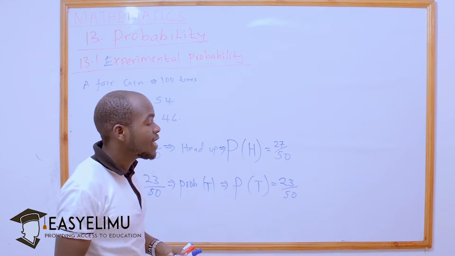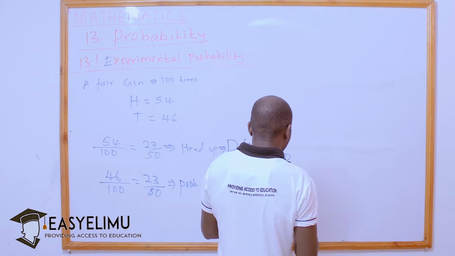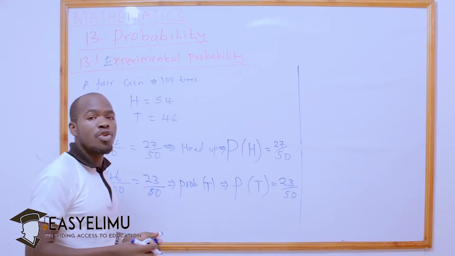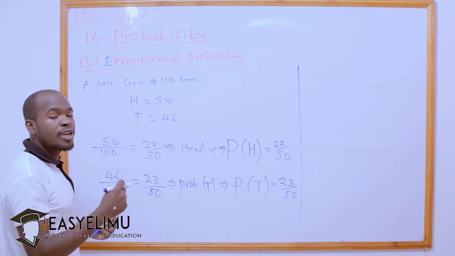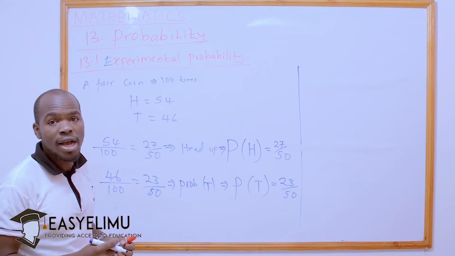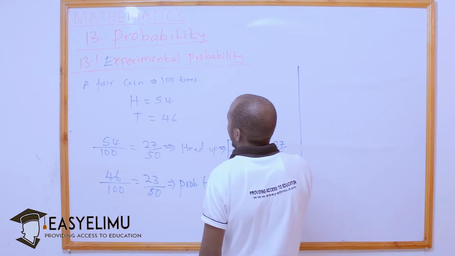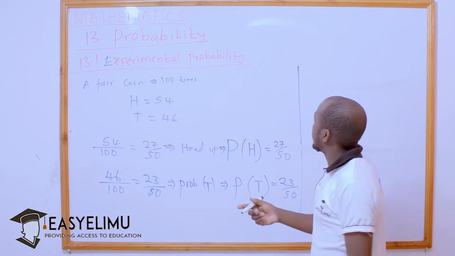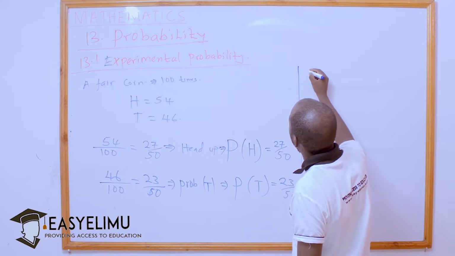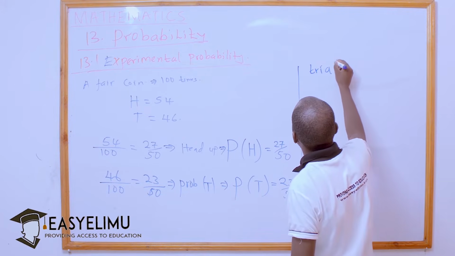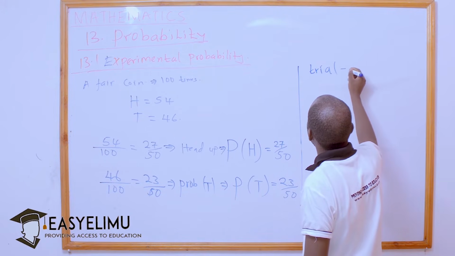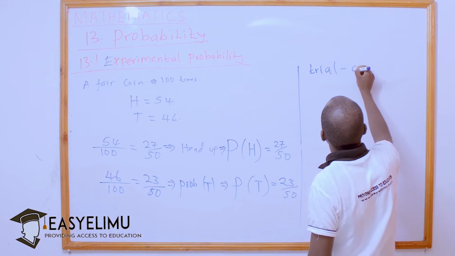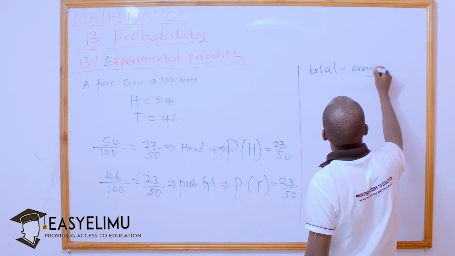From what we have done here, you should note that every toss is what we refer to as a trial. So, if a fair coin is tossed once, then that is what we refer to as a trial. Trial is written that way. So for this case, it will be for every toss.